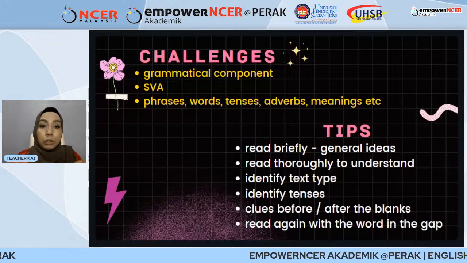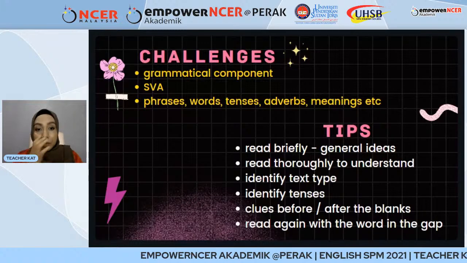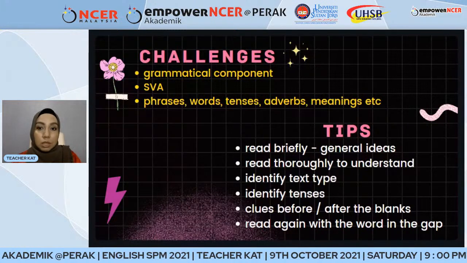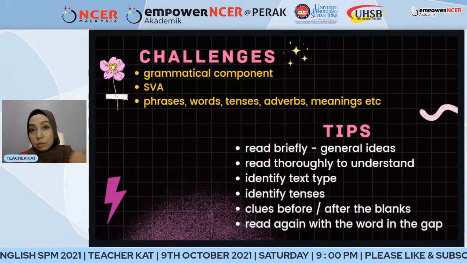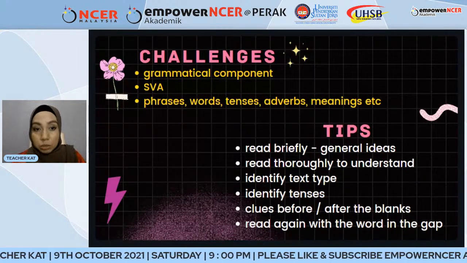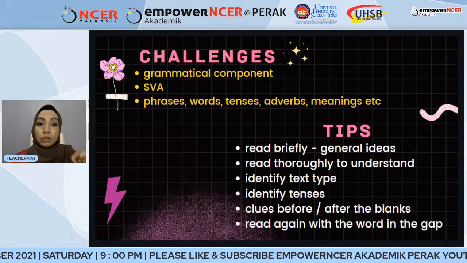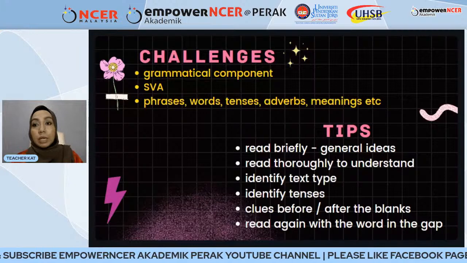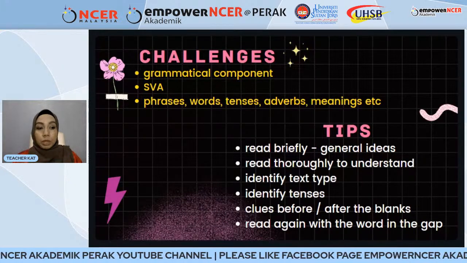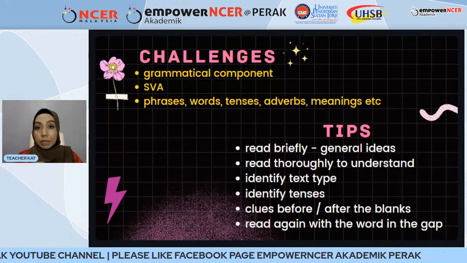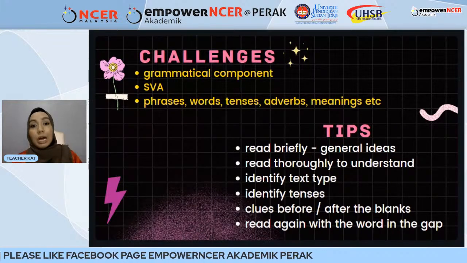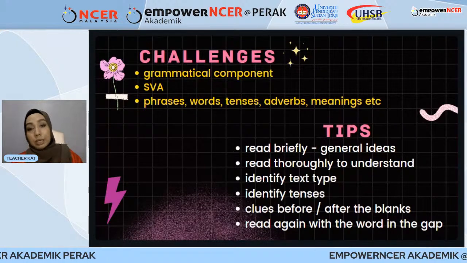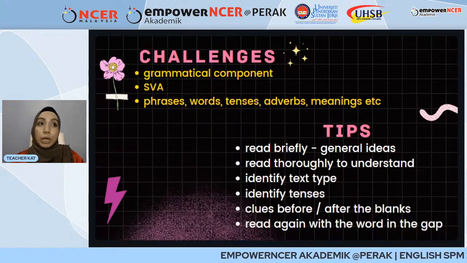After that, you identify the text type, and you will be able to identify tenses. What are tenses? Tenses could be present tense, past tense, continuous tense, and such. Next, you look for clues. The clues could be before or after the blanks, and sometimes it could also be in the sentence before or the sentence after the sentence with the missing words. So try to look for clues.